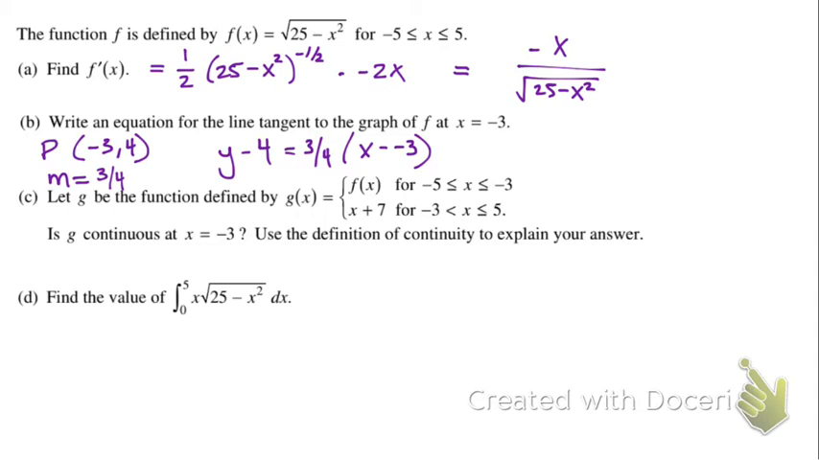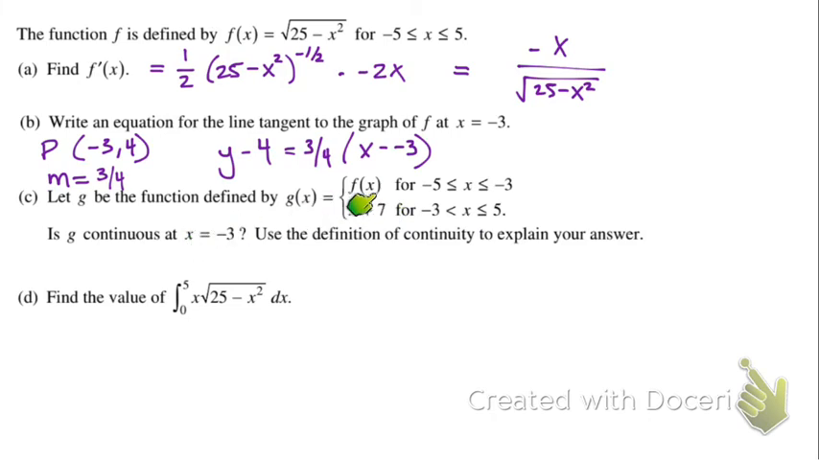Part C says, let g be the function defined by, and then they define this piecewise function for us. It says, is g continuous at x equals -3? And use the definition of continuity to explain your answer. So, first things first, in order for it to be continuous at -3, the left and right-hand limits must be equal to each other. So the definition of continuity is number 1, the limit exists, number 2, the function exists, and number 3, the limit equals what the function equals.